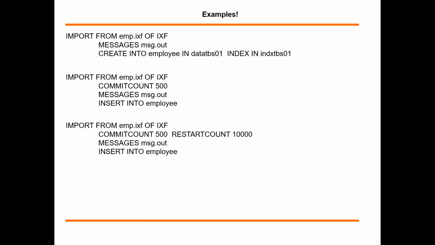Here are some examples. I import from so and so. I can create a new table. I can import and insert, commit after every 500 records so that I am safe. Commit after 500 records, but restart from the 10,000th record. Restart count is only used when my previous import fails. It might have inserted up to 10,000 in a previous import, so I don't have to start from scratch again. So that's when we use it.